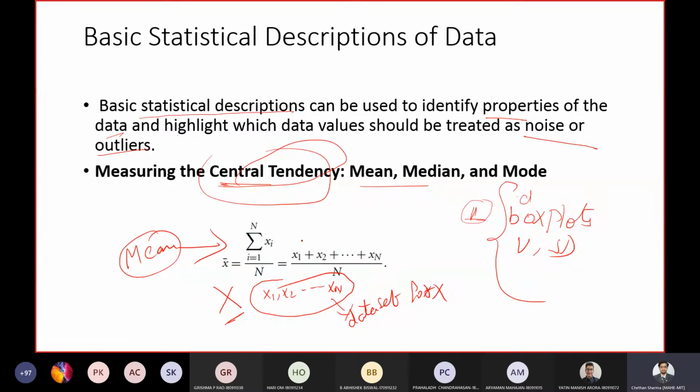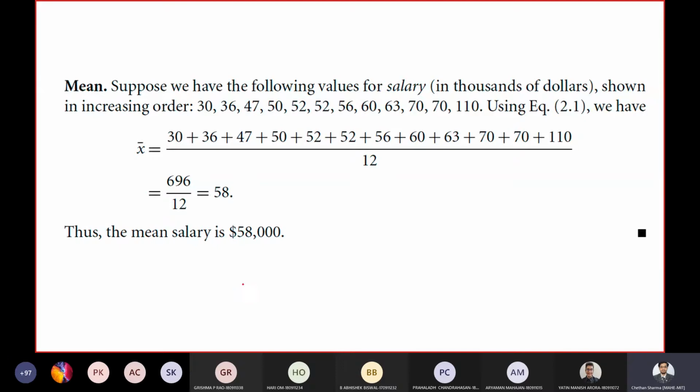The most common numeric measure which gives you an idea of the center of a set of data is the mean. This is the formula which you can use to calculate the mean of a data set, or the mean of an attribute which has multiple observations or multiple numeric values. Okay. So there is one example.